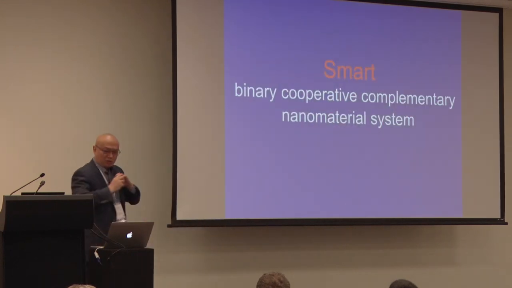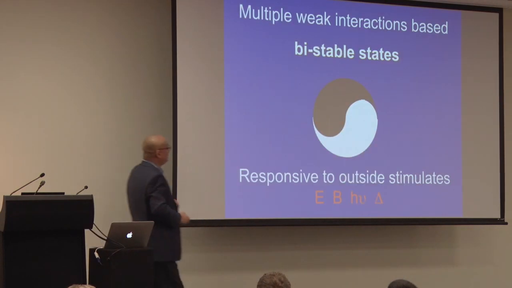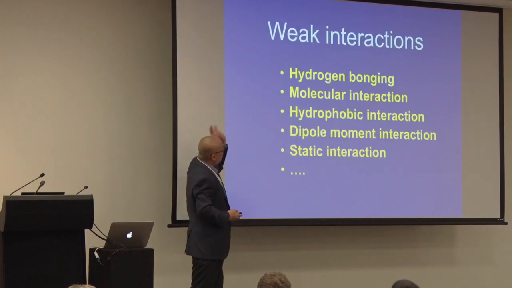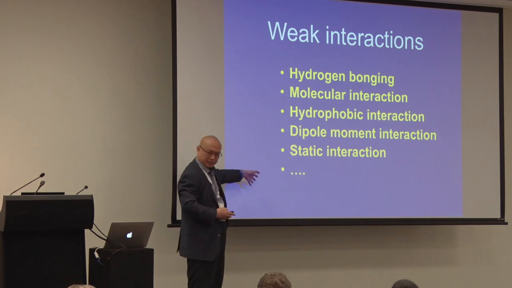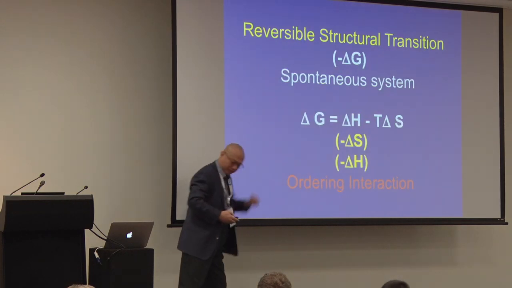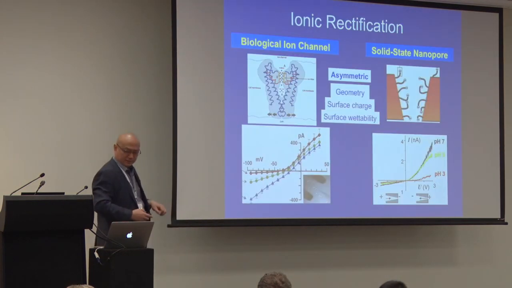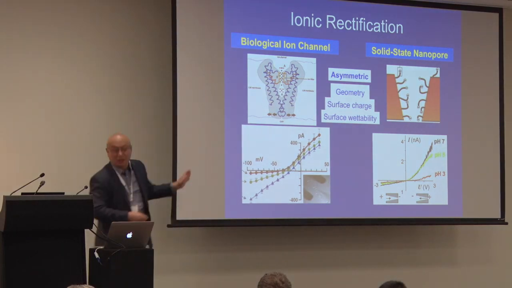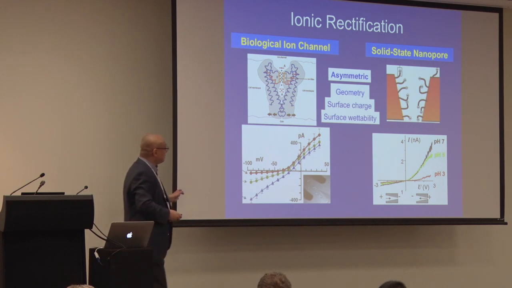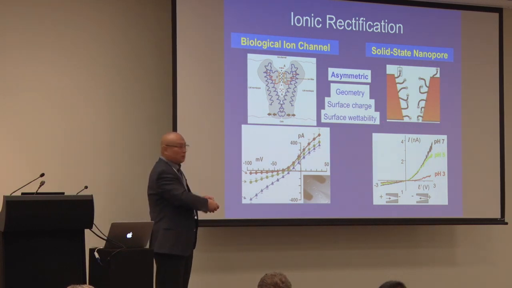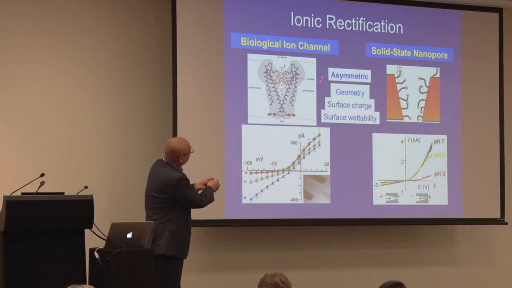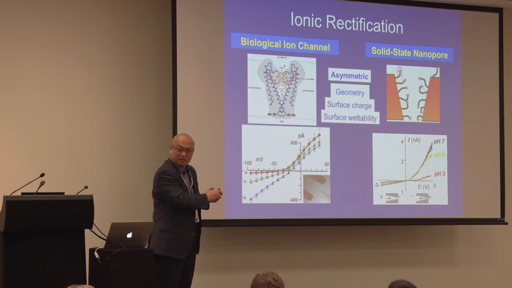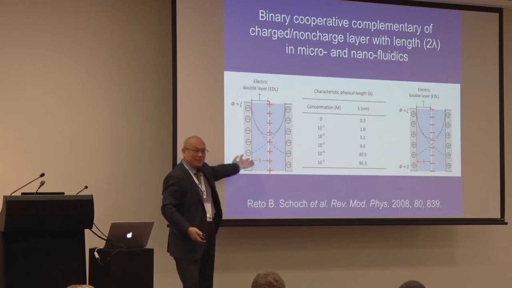So you can also go smart, by outside stimulation, and then with all the weak interactions, all the information. So memory, ion rectification, of ion channels, okay? So the artificial one. You make an artificial ion channel, with asymmetric geometry, surface charge, and channel wettability. Okay? Same thing.